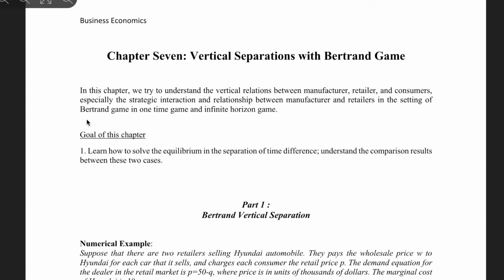Okay, so in this chapter, we try to understand the vertical relationship between manufacturer, retailer, and consumers, especially the strategic interaction and relationship between manufacturer and retailers in the setting of Bertrand game, in one-time game and infinite horizon game. So the goal of this chapter is to learn how to solve the equilibrium in the separation of time difference to understand the comparison result between these two cases. So we're going to look at one time and we're going to look at infinite Bertrand competition. Okay, so let's look at it.